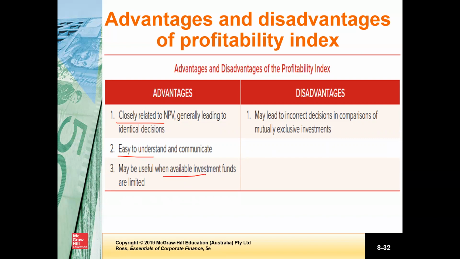And also when you have limited investable funds, and you have multiple projects with positive NPV, you can calculate a profitability index and rank them to find out the best available projects. However, sometimes it might lead to an incorrect decision when we have mutually exclusive investment projects.